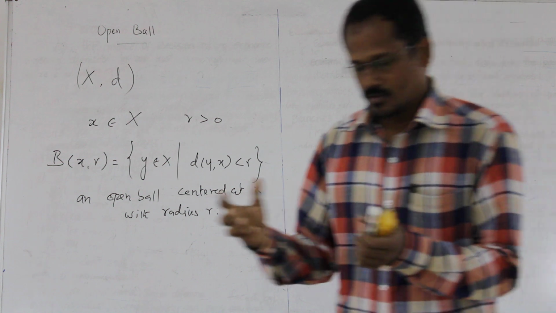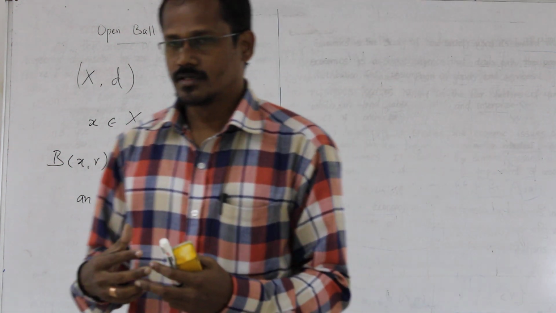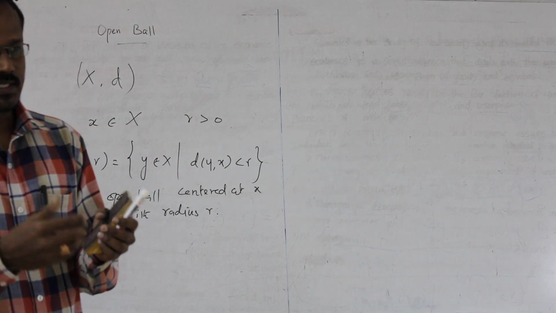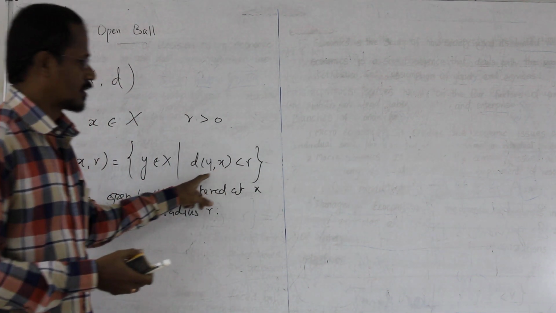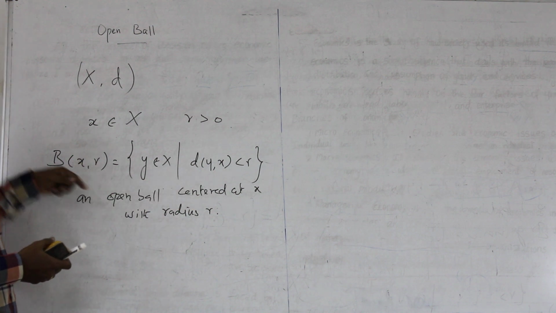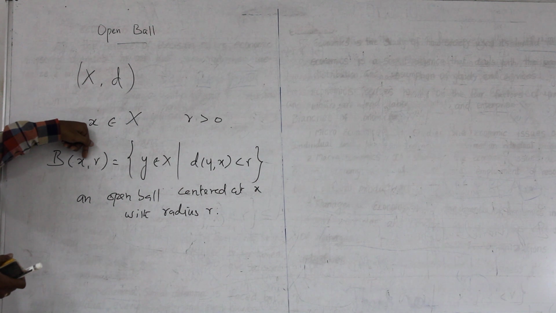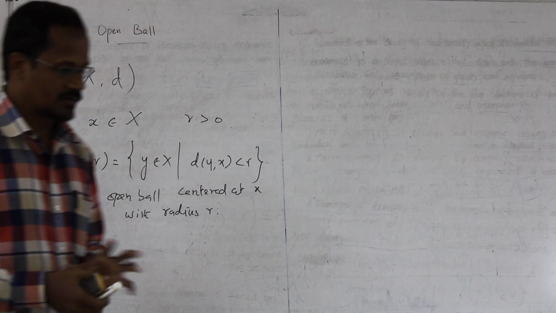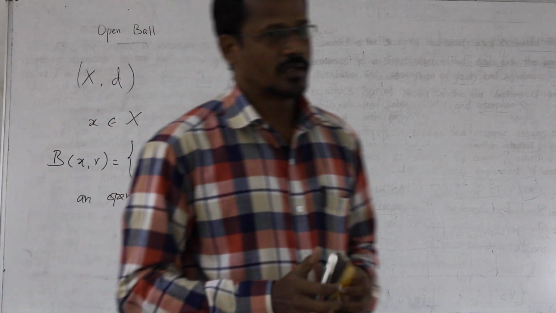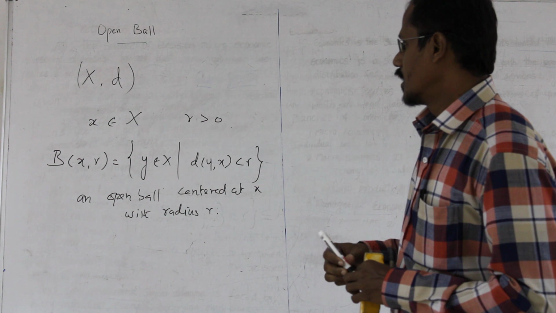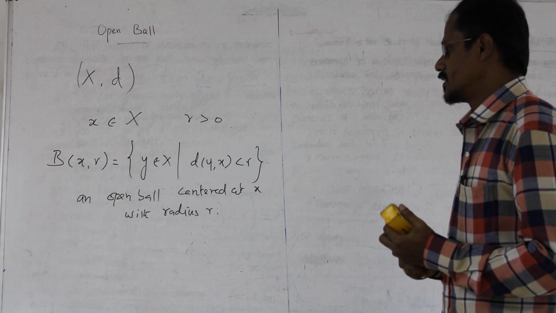That is, you collect all possible points in the set X, in the metric space X, whose distance from x is less than r, and denote that set by this letter B(x, r). That is an open ball with center x and radius r. So this definition is very important in learning the total concept of a metric space. Let us give one example of this open ball.